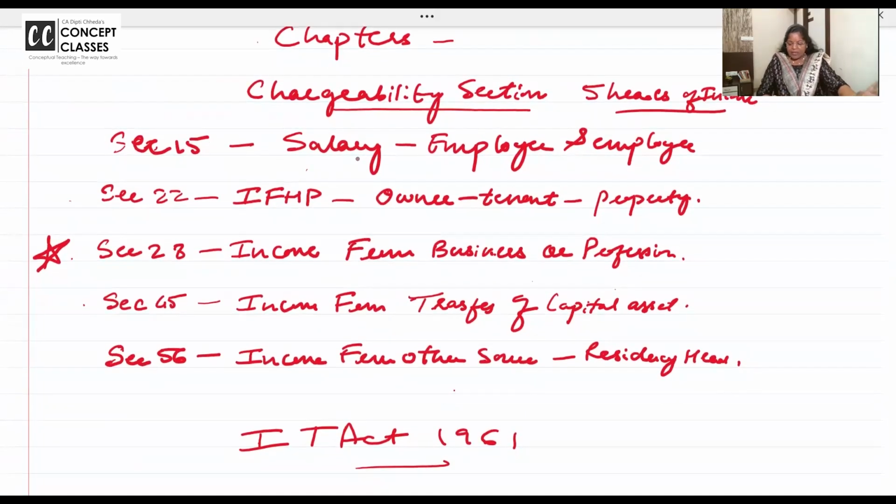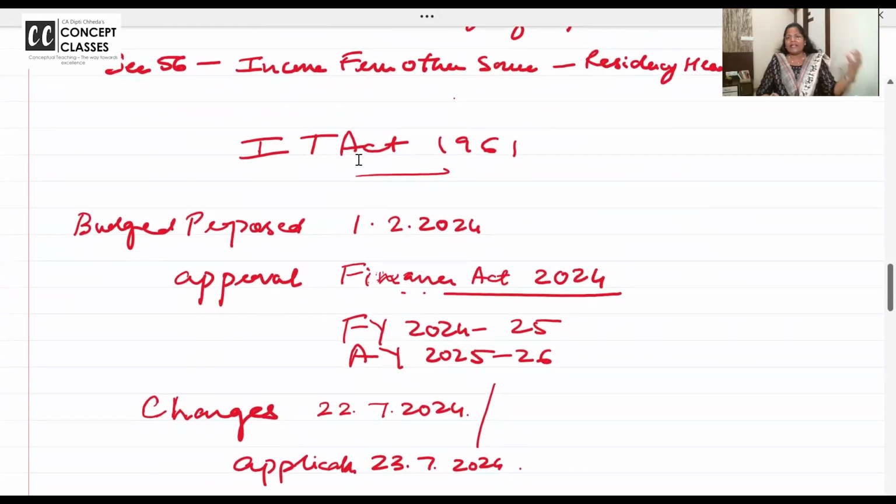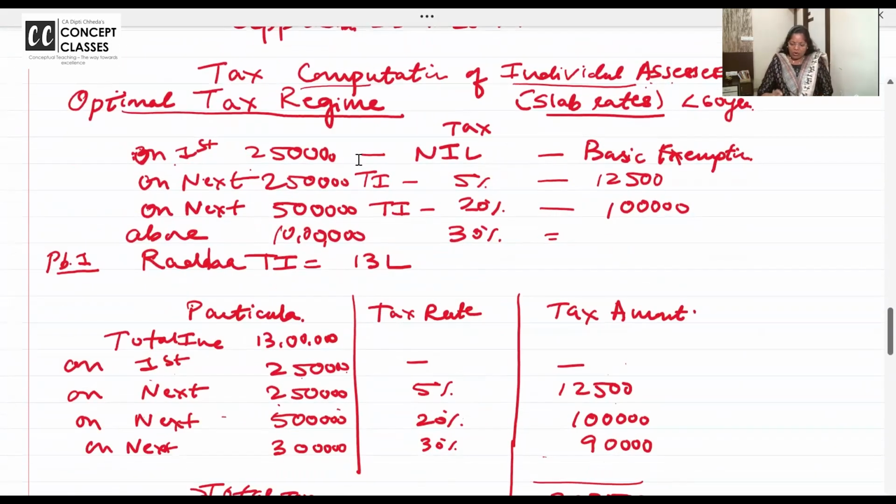Section 22: if there's an owner-tenant relationship, you are getting rental income, you are the owner of the property, go, section 22 is waiting for you. Section 28, income from business or profession. Section 45, you transferred some capital asset: gold, jewelry, shares, property, assets. Section 56, other remaining income. So all this is there.